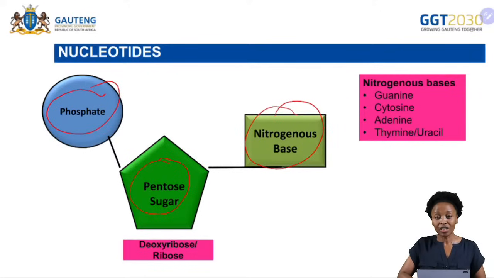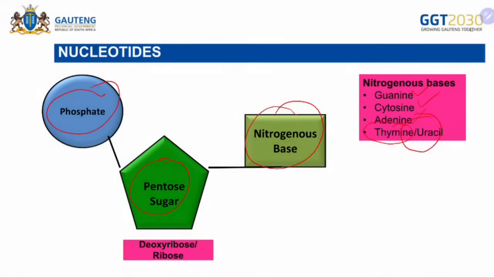Then the nitrogenous bases, there are 4 of them in the DNA. The DNA has guanine, cytosine, adenine, and thymine. Please take note, in the RNA, the thymine is replaced by the uracil. So we have your uracil and your thymine.